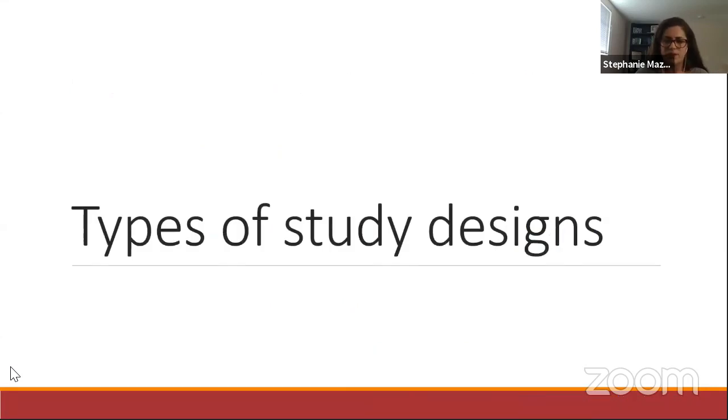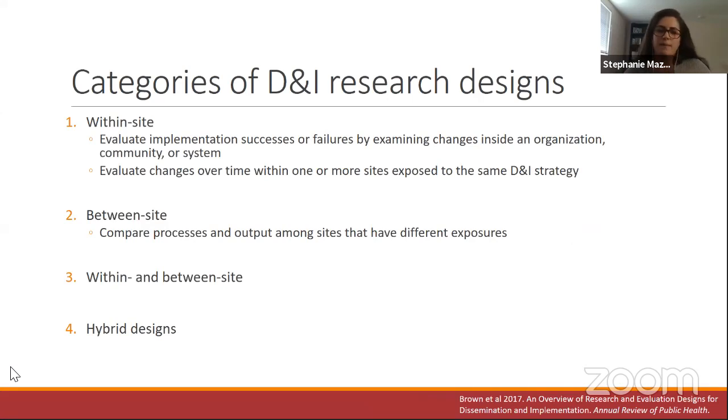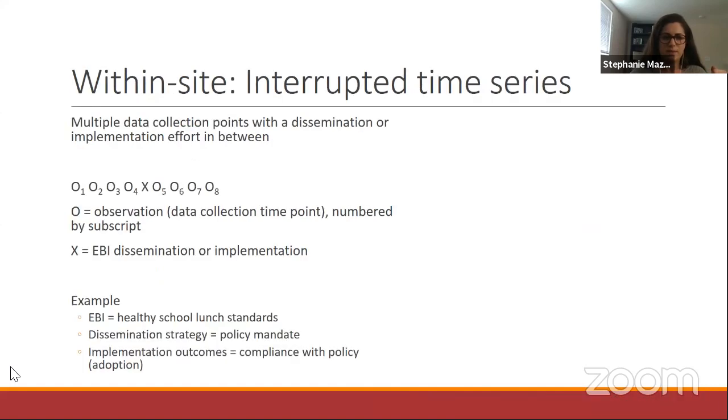So thinking about the range of study designs that are available to us, Brown and colleagues conducted a review of designs that are available to dissemination and implementation researchers, and they proposed research designs as falling into one of the first three categories: either within site, between site, or within and between site. And then we have this fourth category of hybrid designs, which I'll get into in a little bit, but essentially they combine effectiveness and dissemination and implementation research. So we'll go through an example of each of these.